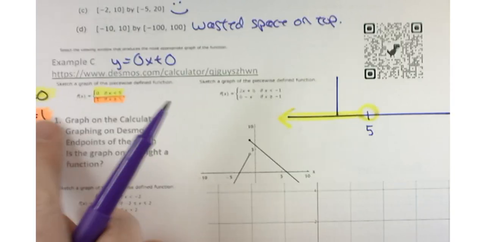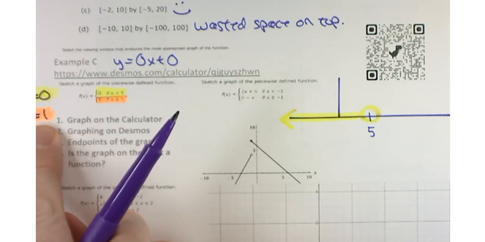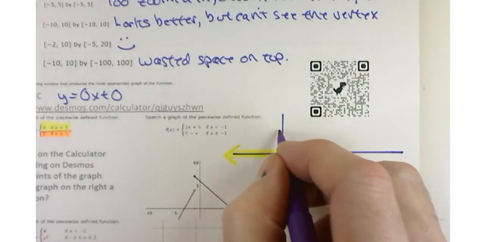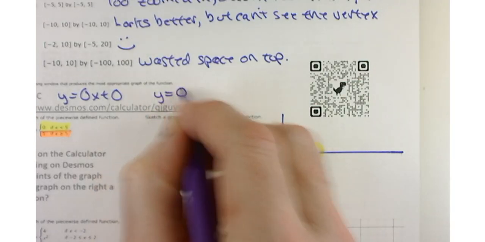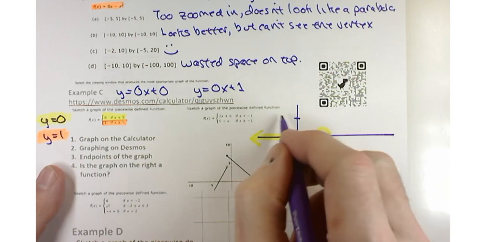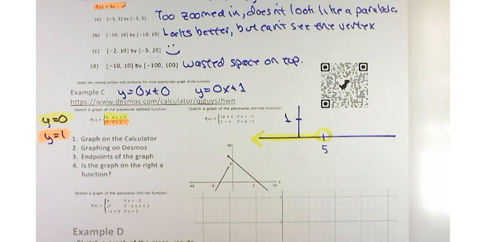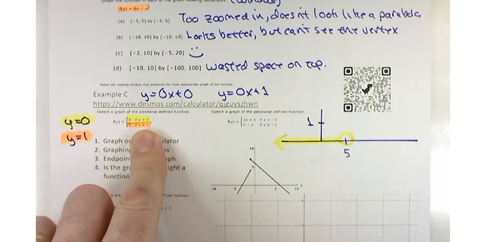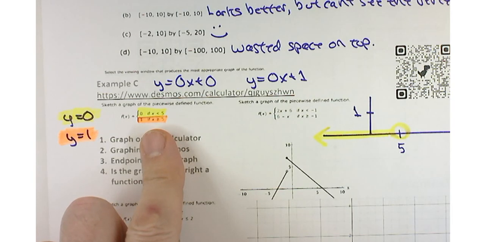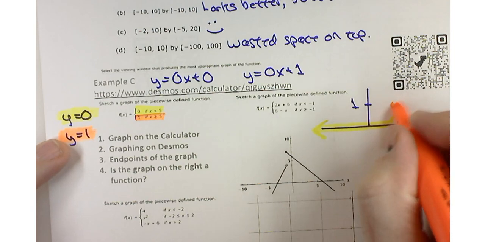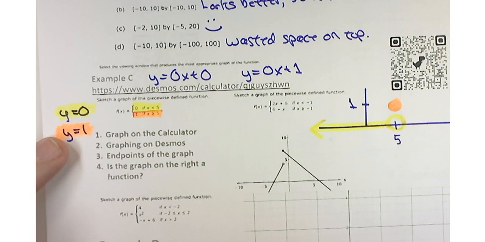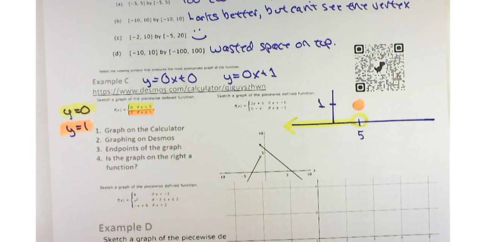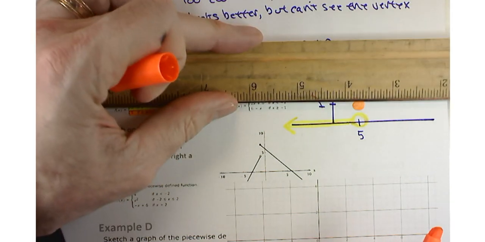Then what happens? Well, then my other function takes over. It's y equals 1. So y equals 1, that's another horizontal line. It's y equals 0x plus 1 if you wanted to think of it that way. So here's 1 on the y-axis. And I'm going to start at x equals 5. At x equals 5, what's the value of y? 1. Now, I am going to include that point, so I'm going to use a solid dot there, and then just draw a horizontal line starting from there to the right.